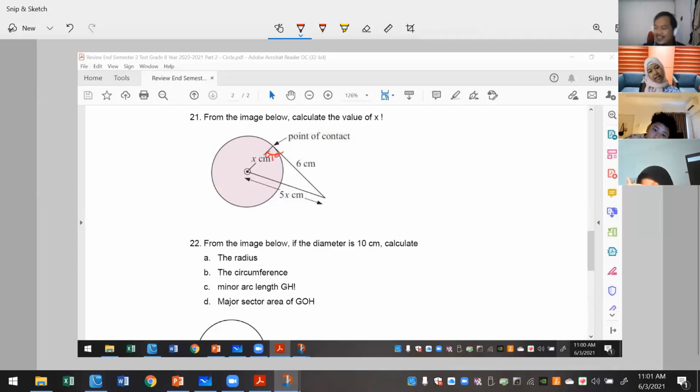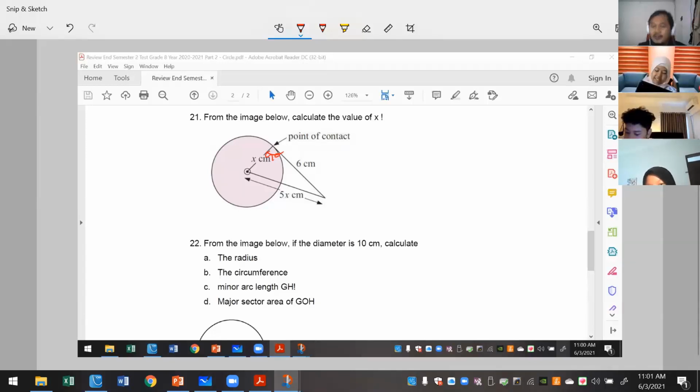Yes, Lala. Tangent line. Tangent line, there you go. Thank you very much. This is what I call a tangent line. What does a tangent line mean? A tangent line is a line that is just touching the circle at one point.